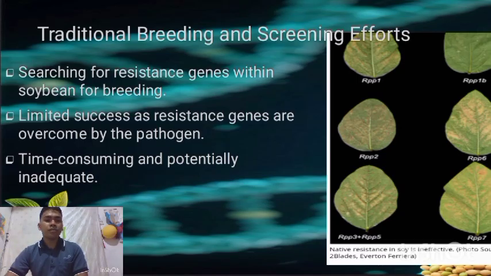And it takes time, and you are not sure if the genes that have been gathered will be effective. It is time consuming and potentially inadequate, like the wheat rust resistant gene. It takes years, 5 years plus, to get 5 plus rust resistant genes. That is the disadvantage of traditional breeding.